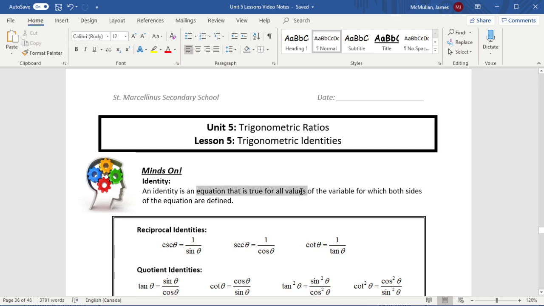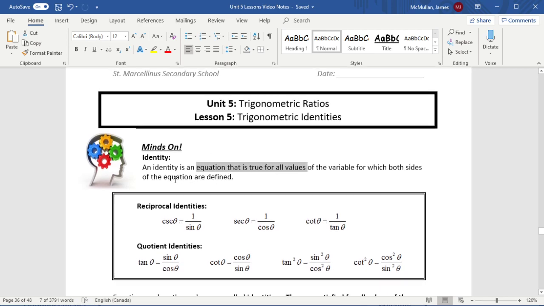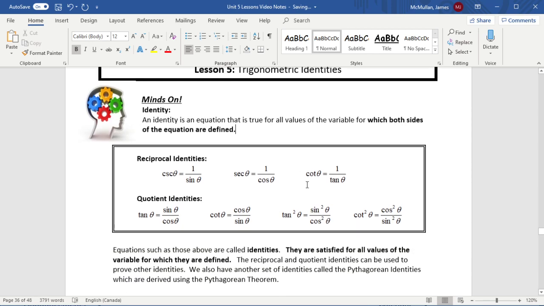An identity is an equation that's true for all values of the variable in which both sides are defined. So understand, sometimes one side is undefined and the other side isn't. We are going to ignore that case. As long as both sides are defined, they're the same at every value.